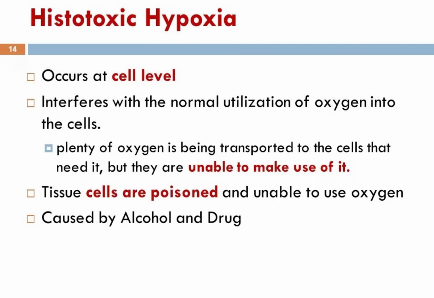Histotoxic hypoxia occurs at the cell level and interferes with the normal utilization of oxygen in the cells. Plenty of oxygen is being transported to the cells that need it, but they are unable to make use of it. Tissue cells are poisoned and unable to use oxygen, caused by alcohol and drugs.